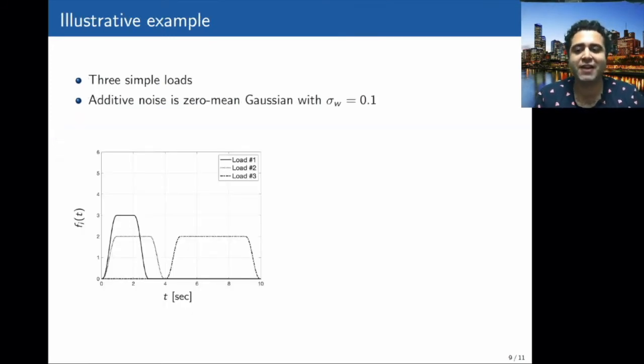On a very simple example here, we have three loads that turn on and off over a fixed period. In addition to these three loads, we have additional noise, which we are assuming to be zero-mean Gaussian noise with a standard deviation of 0.1. Now, what can we do with these loads to make sure that the adversary would not be able to use the aggregates to reverse engineer and find out the times that we schedule each one of these loads?